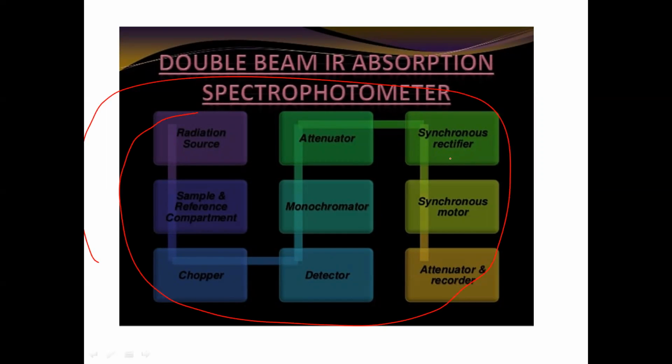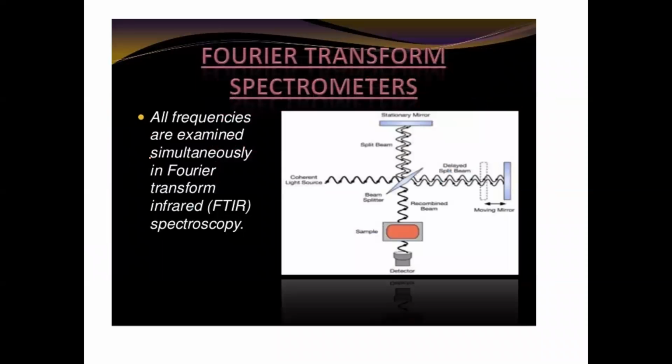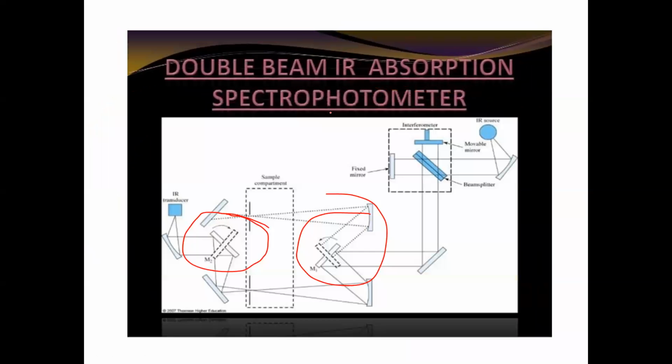Okay, so finally, it is connected to, you can see, the radiation source passes through the sample and reference, and after that an attenuator is attached to the monochromator and detector, then you can see this one. Okay, the double beam is not very important, so that's why we are neglecting that.